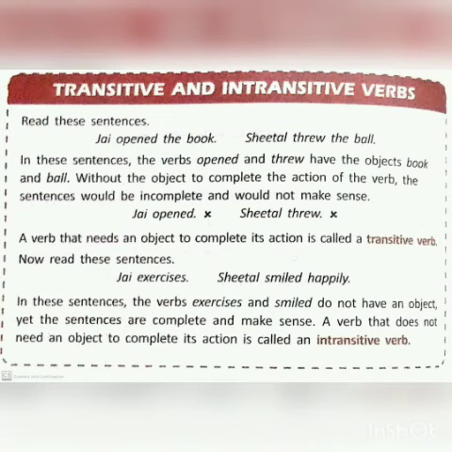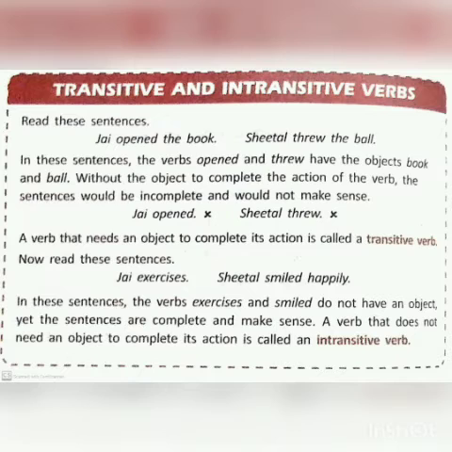Then we have transitive and intransitive verbs. First, read this sentence. Jay opened the book. Sheetal threw the ball. In these sentences, the verbs opened and threw have the objects book and ball. Without the object to complete the action of the verb, the sentence would be incomplete and would not make sense. Jay opened, Sheetal threw. A verb that needs an object to complete its action is called a transitive verb.